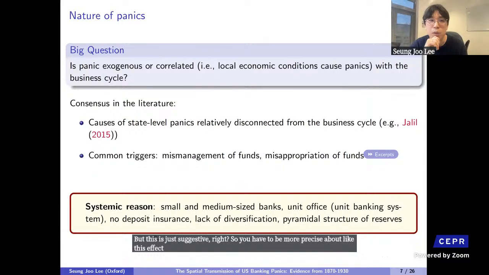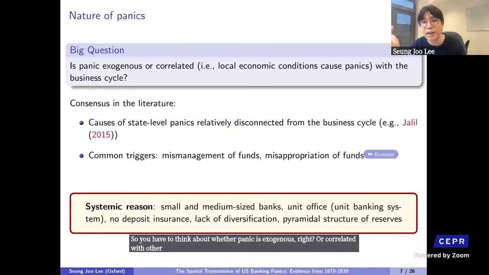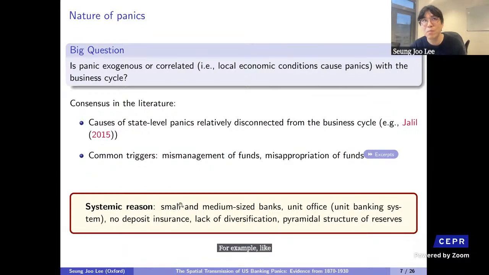Okay, so the nature of panics. You have to think about whether a panic is exogenous, or correlated with other local state level economic conditions. For example, if deposits were already dropping over time, then that might have affected the happening of a panic in a state. So technically speaking, we have to test whether the panic is an exogenous event or explained by the local economic system.